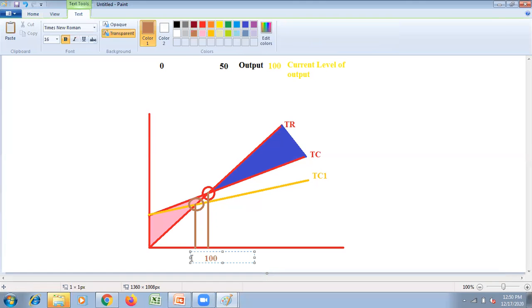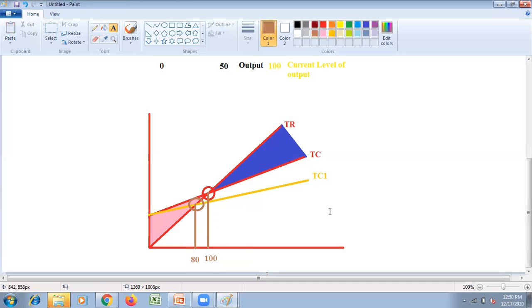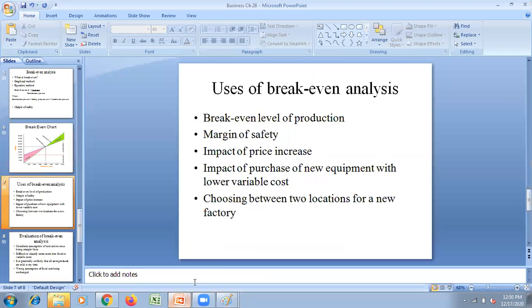So it doesn't matter whether you take a decision related to cost or a decision related to revenue. The impact of it on the profit of the business can be seen easily using the break-even chart. So this is the point I was trying to make.